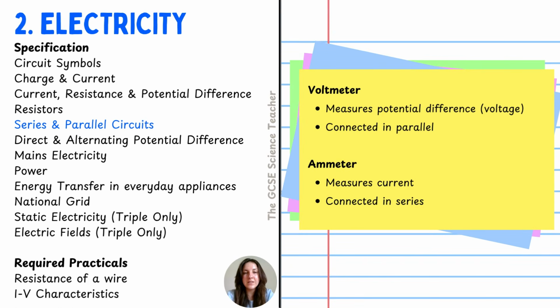Let's look at voltmeters and ammeters. A voltmeter measures potential difference or voltage in a circuit and is connected in parallel to the component you're investigating. An ammeter measures the current and is connected in series.